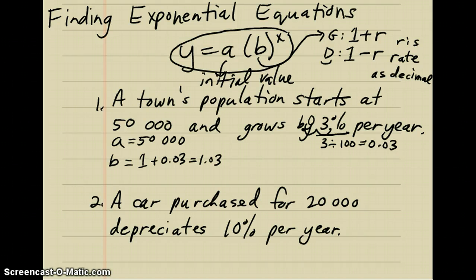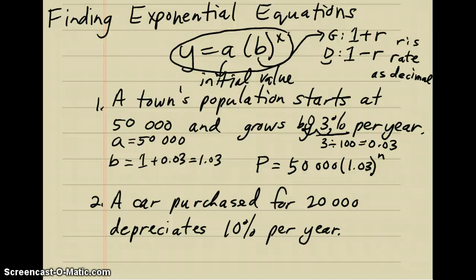So now our equation is y equals, or maybe even, let's erase that. Let's use better variables. Population equals 50,000 times 1.03 to the power of n for number of years. And there we are. That's it. And I could ask you questions about that. You know, what's the population after 5 years?